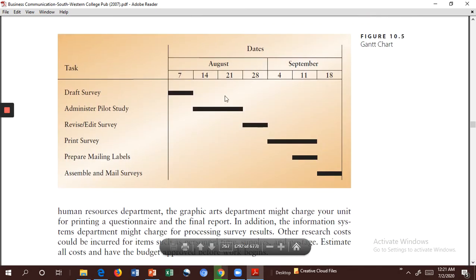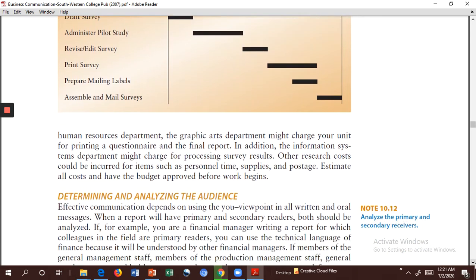Okay, here is an example of how to schedule your research activities. For example, here we can see draft survey, and administer pilot study between 14 to 21. So all research activities are to be scheduled.